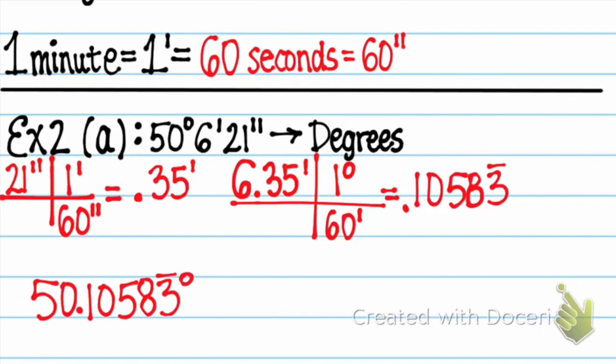In example 2a, we went from degrees, minutes, seconds to degrees. As we worked on this conversion, you'll notice that we were dividing by 60 each step of the way. That might be something you want to write down. DMS to degrees, divide by 60.